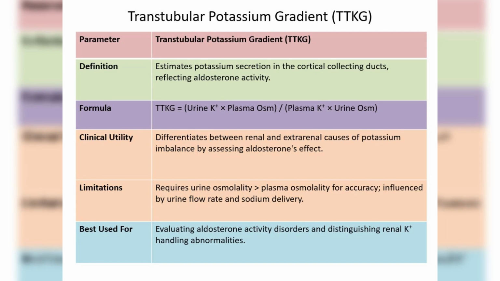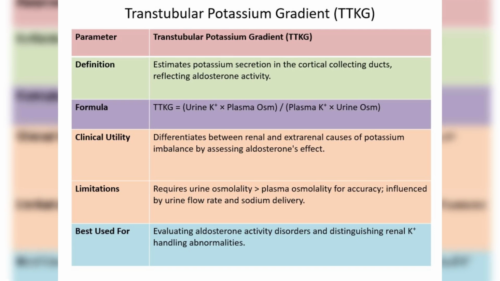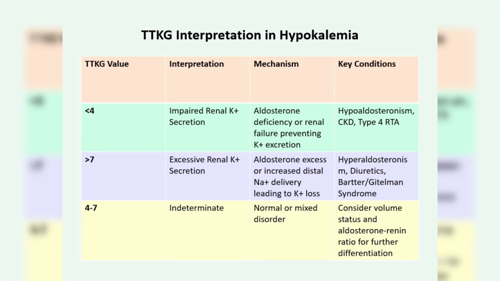But what does it actually tell us? It tells us how well those collecting ducts are listening to aldosterone. When aldosterone is high, you expect a high TTKG, meaning potassium is being secreted. But if the TTKG is low, less than 4, that means the kidneys aren't secreting enough potassium even though levels are low. Could be low aldosterone or some kidney problem. And a high TTKG, above 7, means the kidneys are secreting too much potassium. Could be high aldosterone or just a lot of fluid going through the distal nephron, like with diuretics. Okay, TTKG, got it.